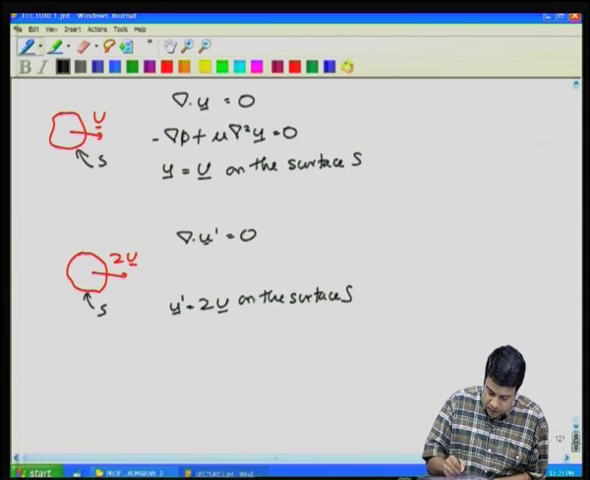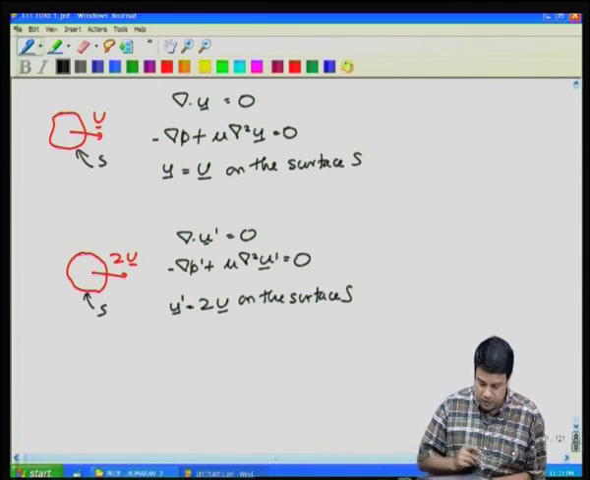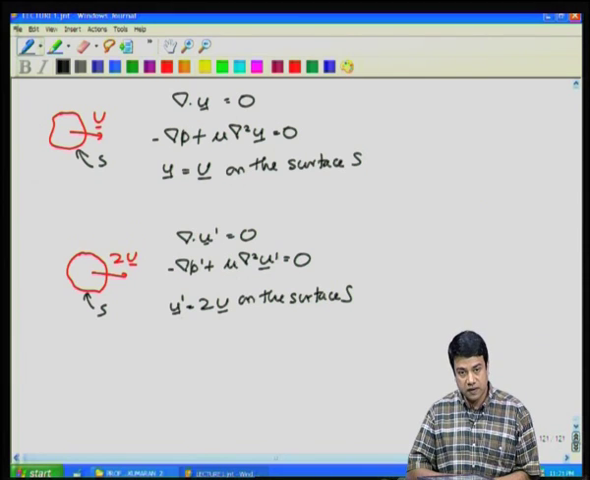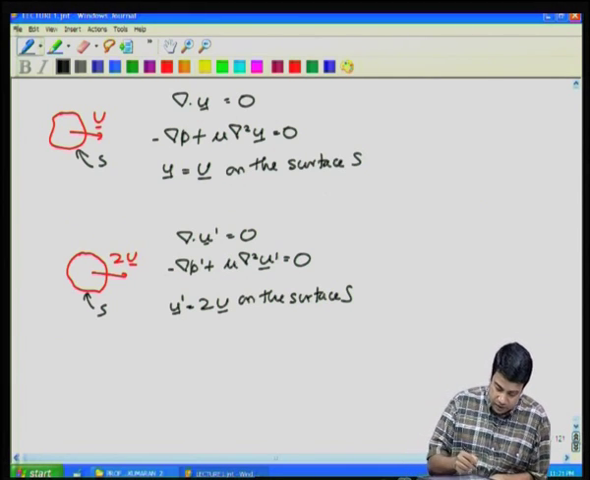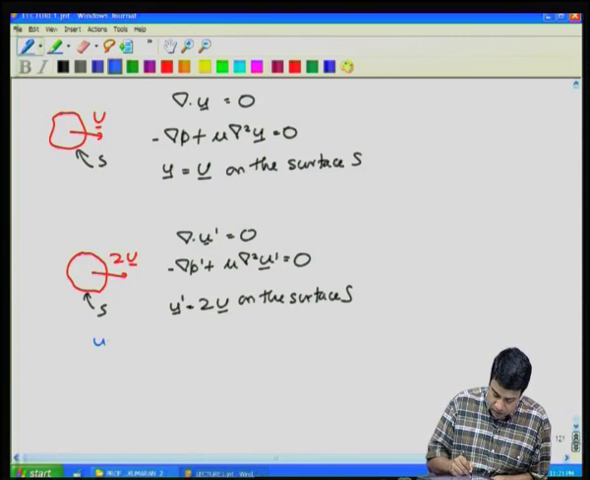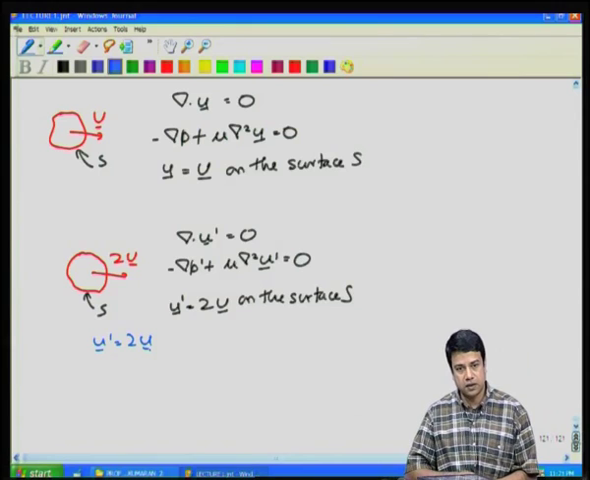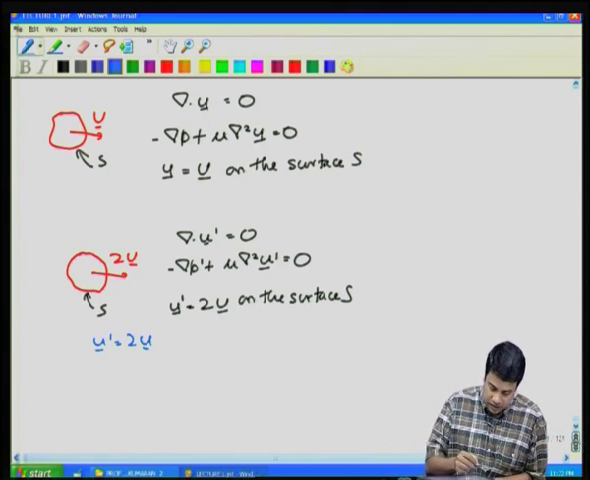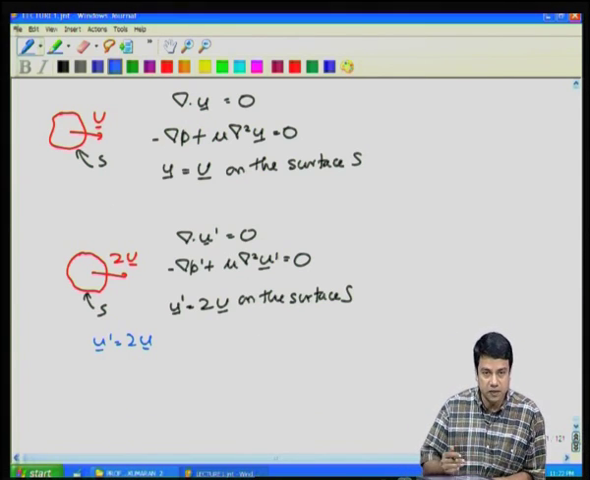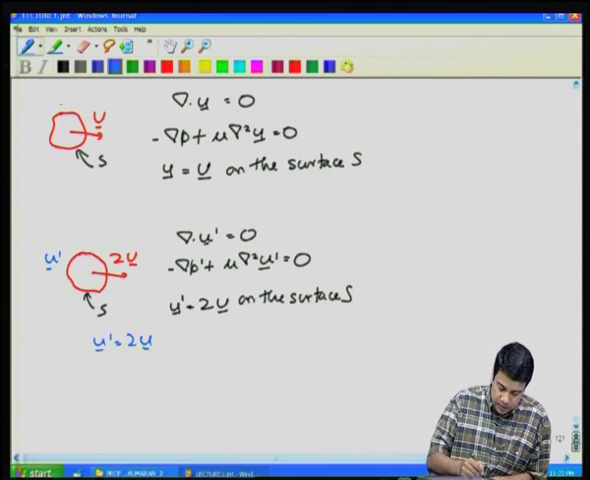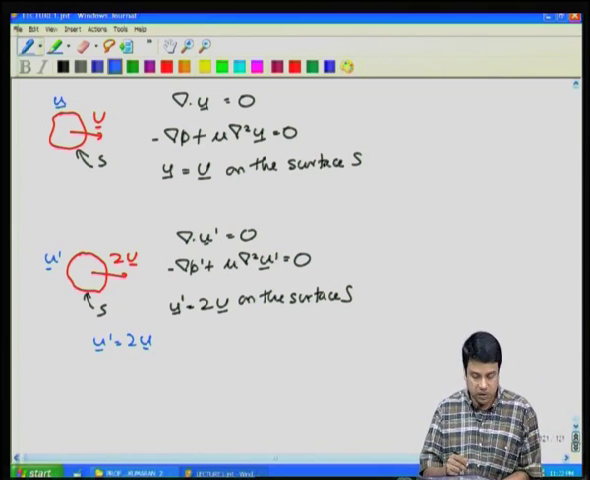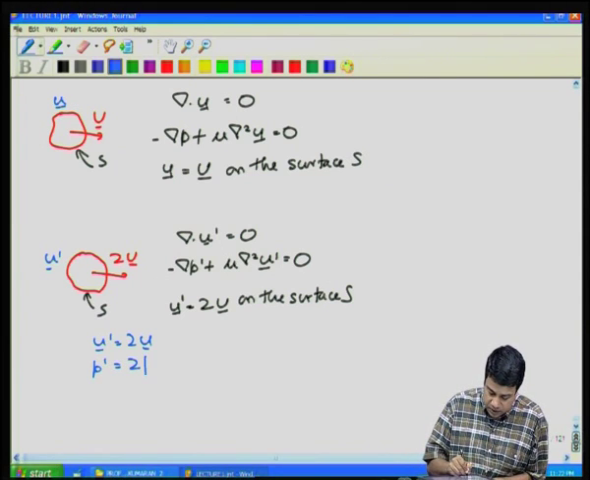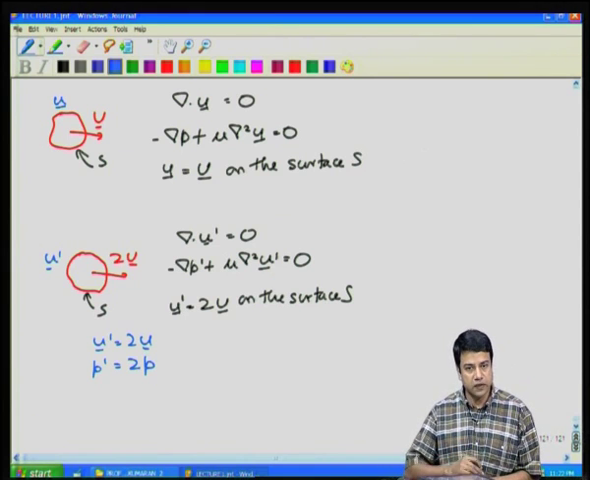Del dot u prime is equal to 0, minus grad p prime plus mu del square u prime is equal to 0. One can easily verify that if I use the velocity field u prime is equal to 2 times u, this exactly satisfies the equation. That is, I have to use a velocity field in which the velocity u prime for this new configuration, velocity is u prime here and velocity is u here, u prime is equal to 2 times u, and the pressure is equal to 2 times p. With this new velocity and pressure, the equations once again are identically satisfied.